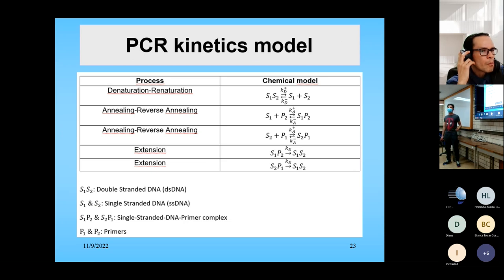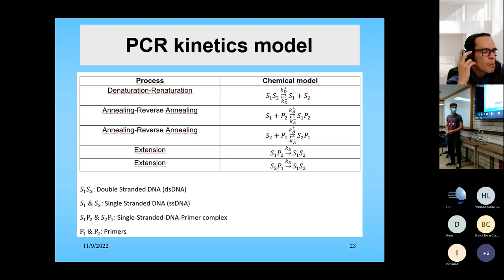Next, I'm going to talk about the PCR kinetics model. As I said before, several chemical species are involved in the reactions. Here, a five-step model was used for the reaction kinetics. The processes are denaturation, renaturation, which is the opposite of denaturation, annealing, reverse annealing, and extension. Seven chemical species are involved.